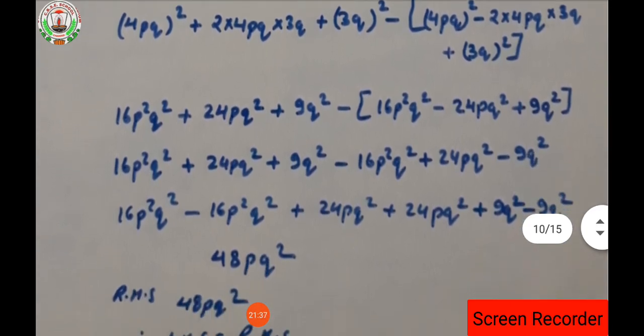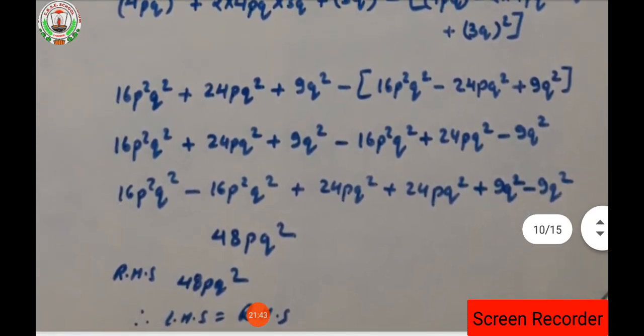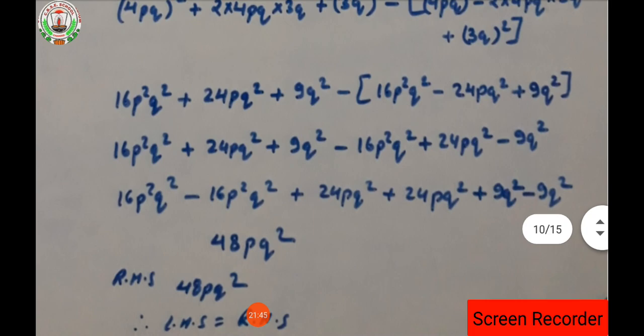So here is the solution. Students, be very careful for the minus sign. Okay, be very careful, be very attentive for that.